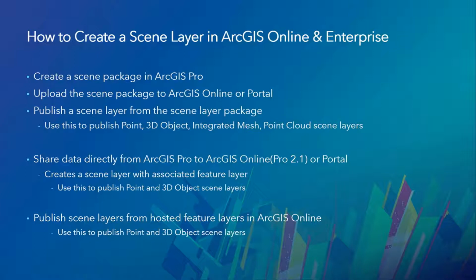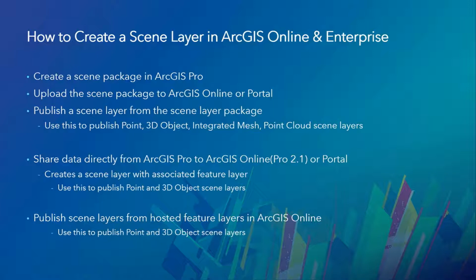Or you could do it actually directly from ArcGIS Online. Let's say you uploaded a zipped GDB of multi-patch features, because you don't have access to ArcGIS Pro. So you just upload that zipped GDB of multi-patch features. That will spin up a feature layer for you, and from that feature layer we can publish a 3D object scene layer.